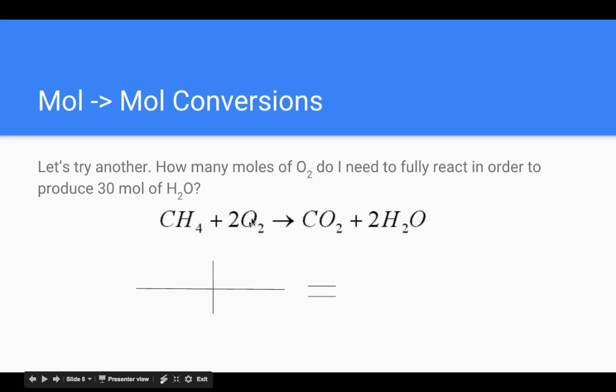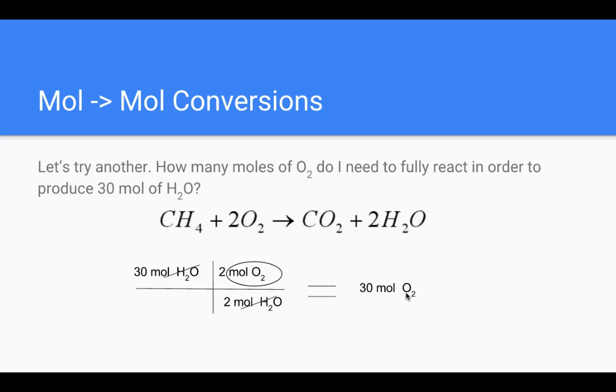This time, how many moles of O2 do I need to fully react in order to produce 30 moles of H2O? Same thing, write down what you know, 30 moles of H2O. What does the equation say? We make 2 moles of H2O. That's going to go on the bottom because we want to cancel out. Every time we make 2 moles of H2O, we have to use 2 moles of O2. And there's a conversion. 30 times 2 divided by 2 gives us 30 moles of O2 that we need in order for that reaction to go through.